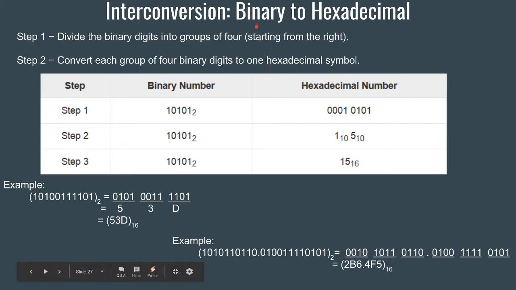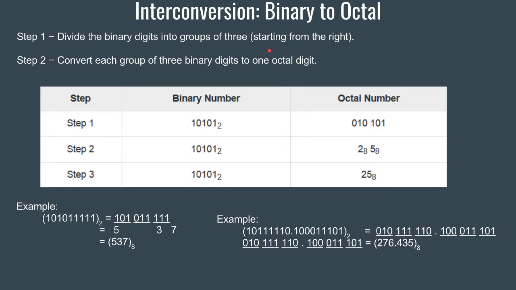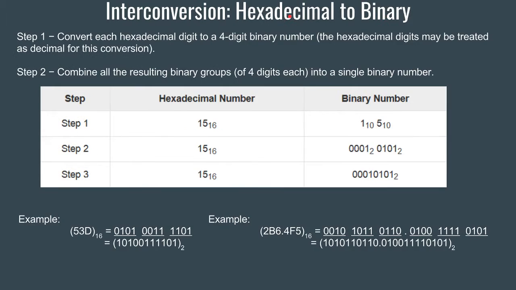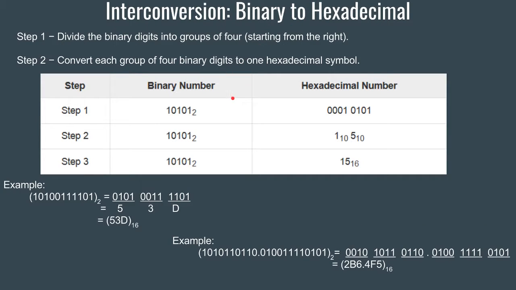Now we see how to convert from binary to hexadecimal. This one is actually similar to how you converted from binary to octal. In binary to octal, you made groups of 3. In binary to hexadecimal, we will make groups of 4. We're using the same example again actually.